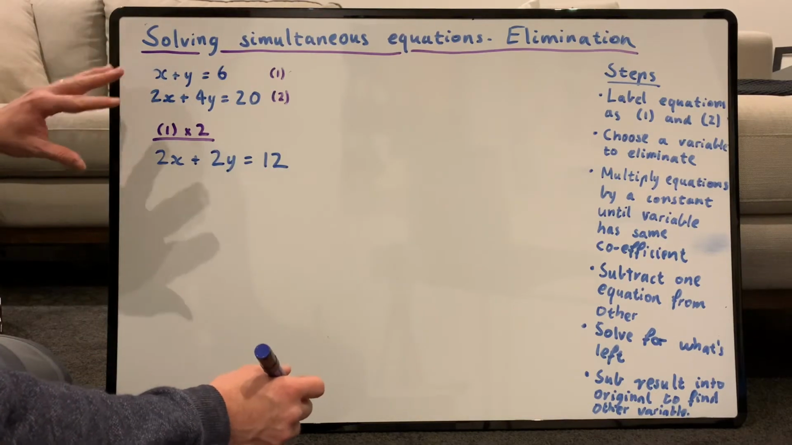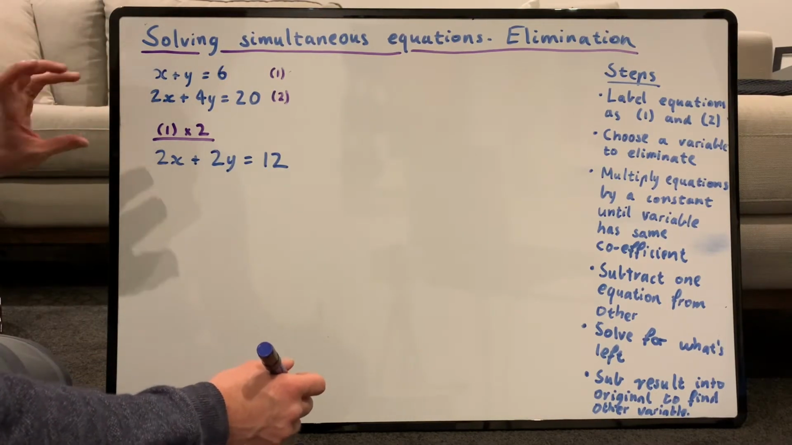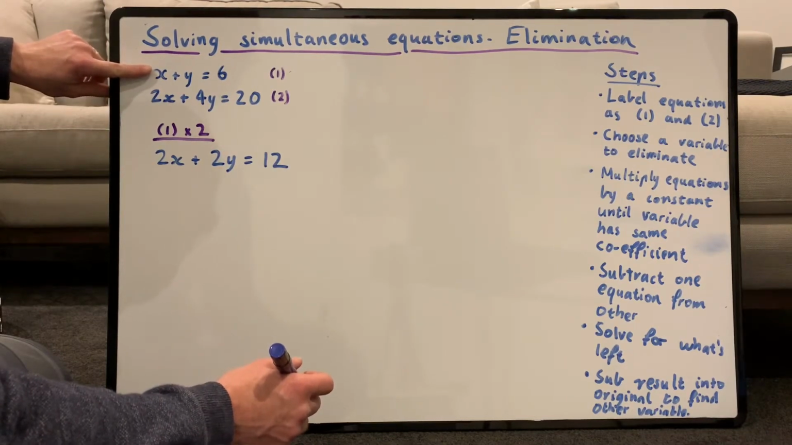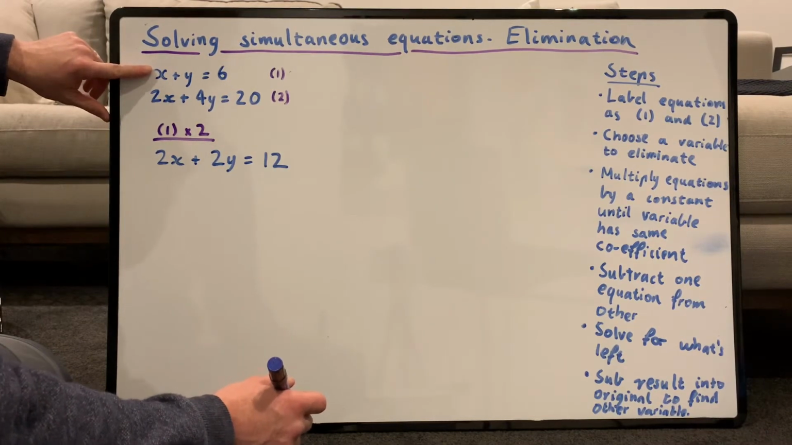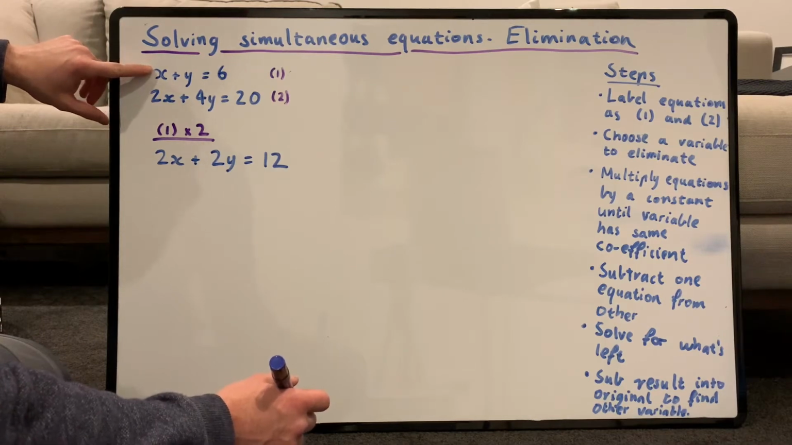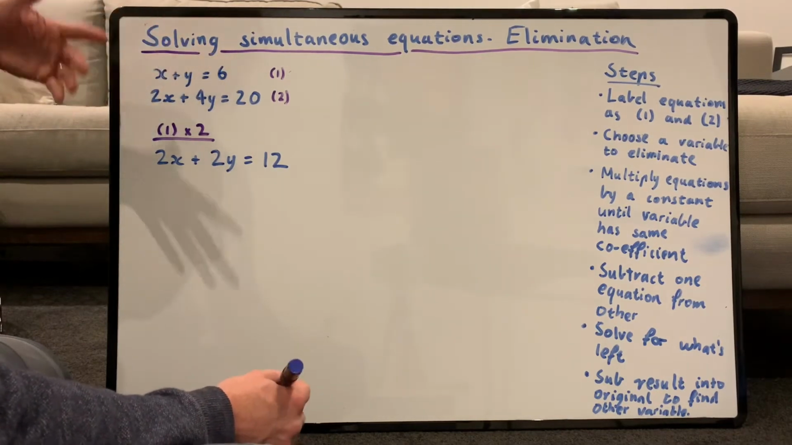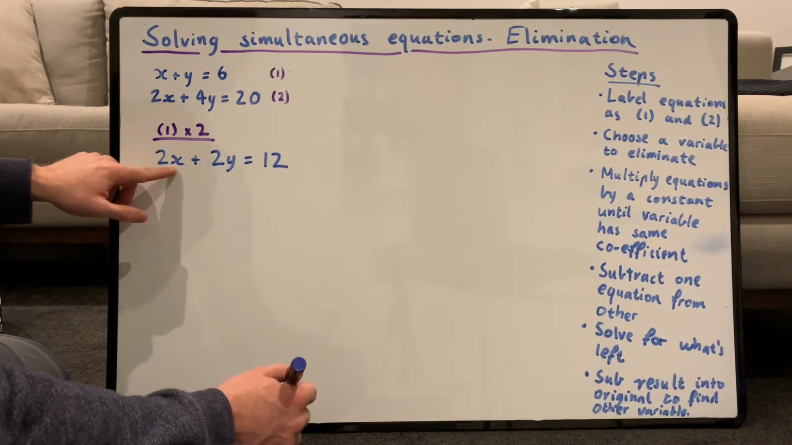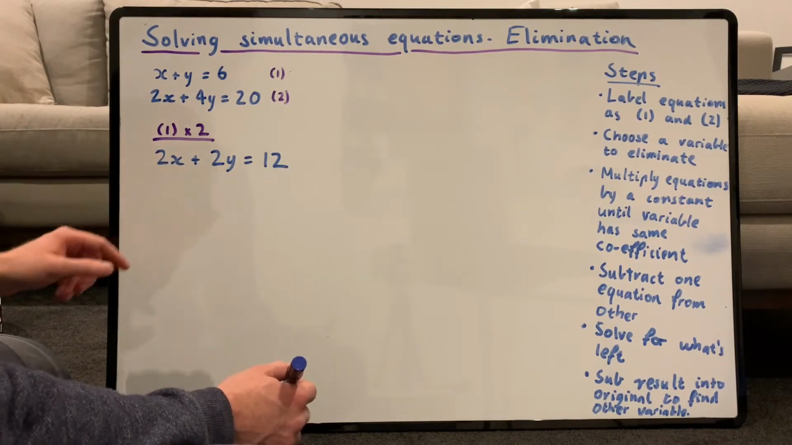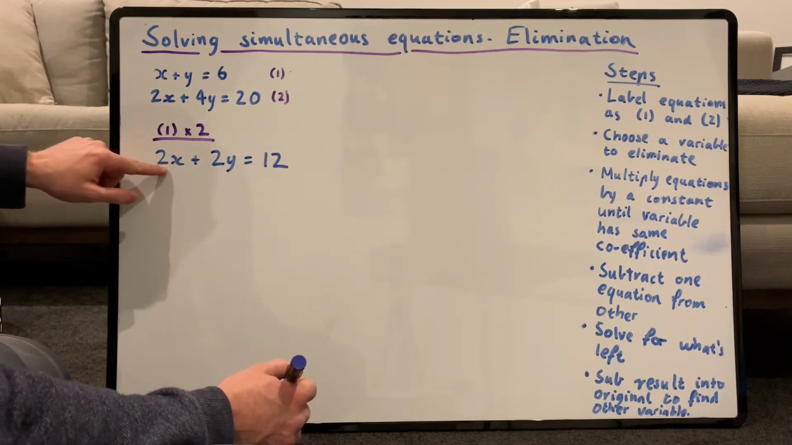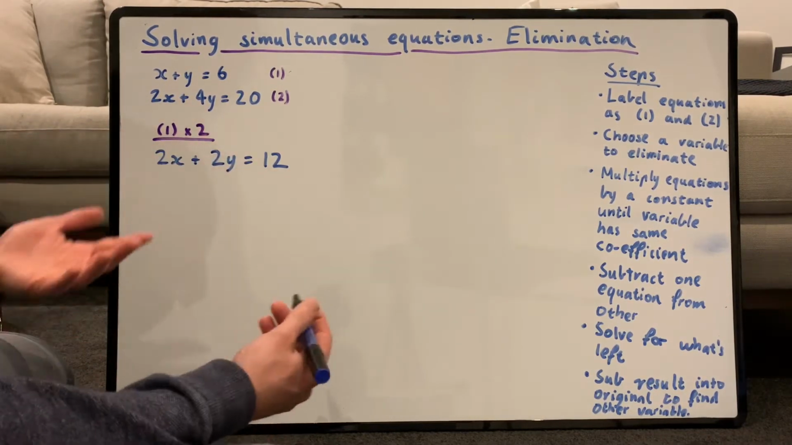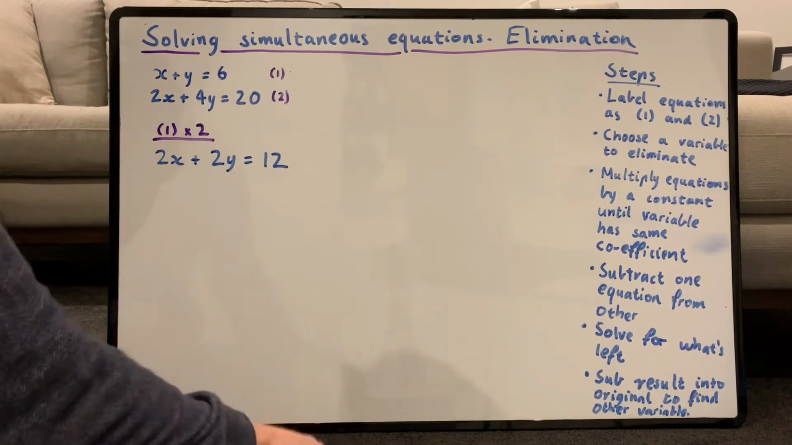If you want to convince yourself that this is the same equation, think of a solution that works for this first one. Let's say x is 2 and y is 4. 2 plus 4 equals 6. True. Does it work here? 2 times 2 plus 2 times 4. Well, 2 times 2 is 4. 2 times 4 is 8. 4 plus 8 is 12. It's the same thing, okay?